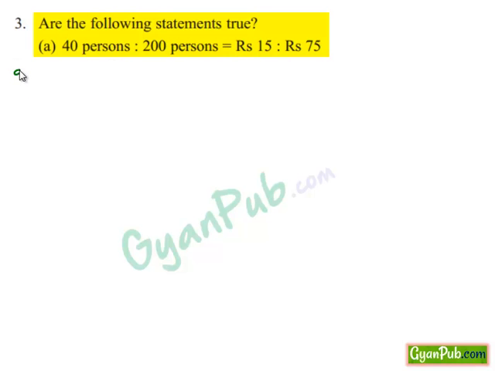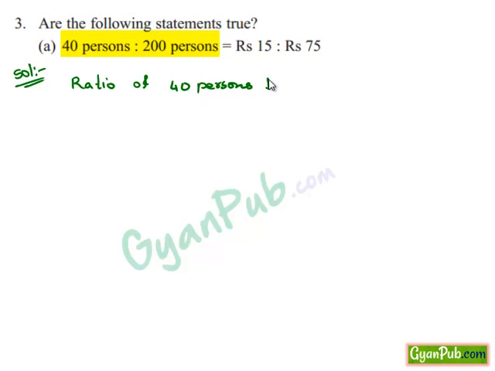Moving on to the third question of the second exercise, given to find whether the following statements are true. So let's do the solution. Take down the A bit. The given statement is the ratio between 40% and 200% is equal to rupees 15 is to rupees 75. So first find out the ratio of 40% to 200%.